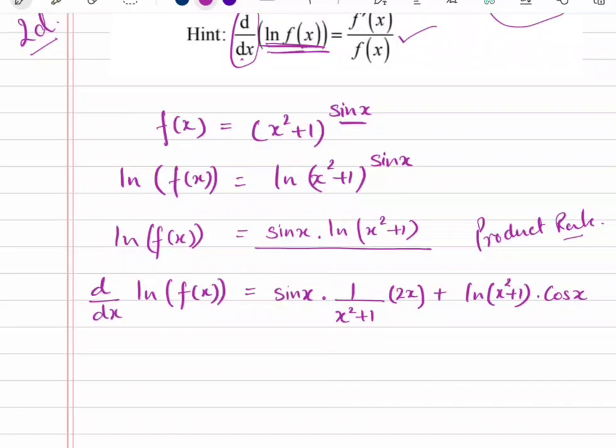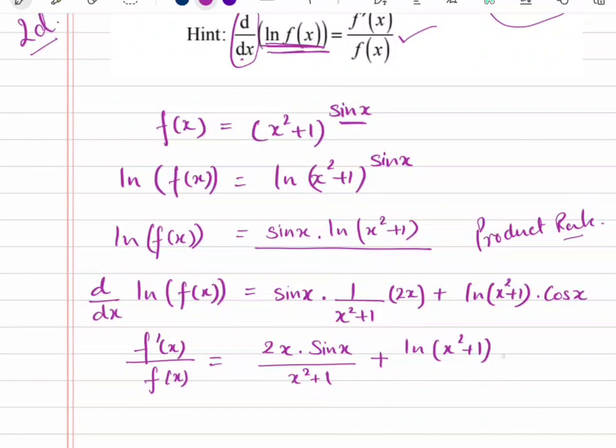All right. Now, again, in the hint, they have given that d over dx of ln f(x) is f dash x over f(x). So this becomes f dash x over f(x) is equal to, if we simplify that a little bit, we can't take anything common there, but we can simplify. So that's going to be 2x times sine x over x squared plus 1 plus ln of x squared plus 1 times cos x.